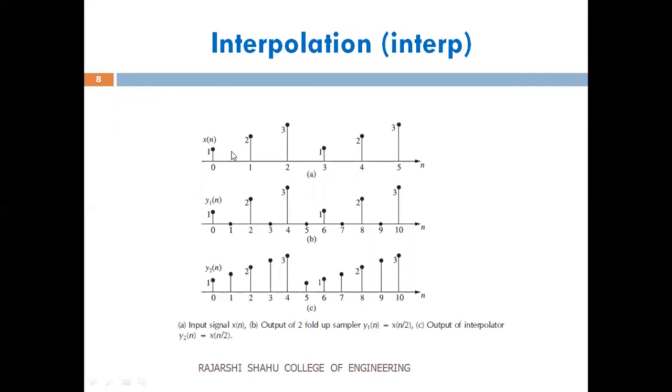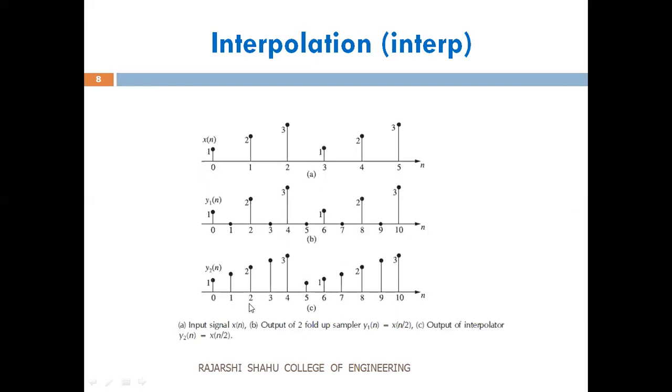The same signal x of n is shown here graphically. The amplitude values are 1, 2, 3, 1, 2, 3, and so on. Now, in the resultant signal y1 of n after interpolation with interpolation factor equal to 2, we can see that after every sample, one 0 amplitude is inserted to increase the count of the number of samples.